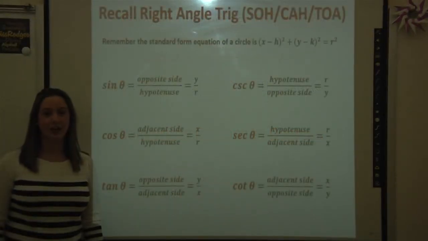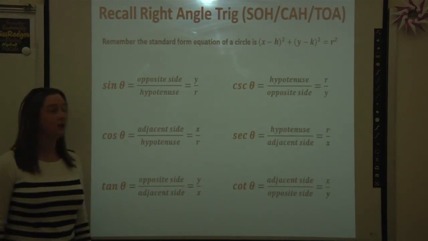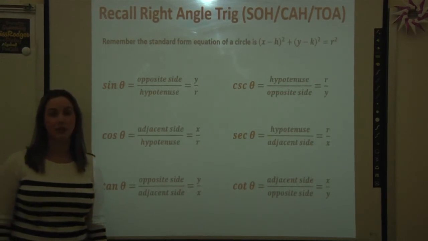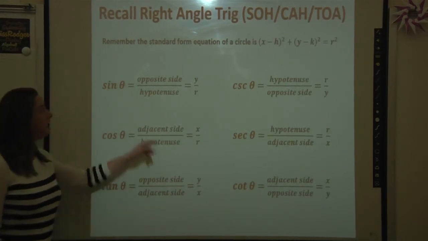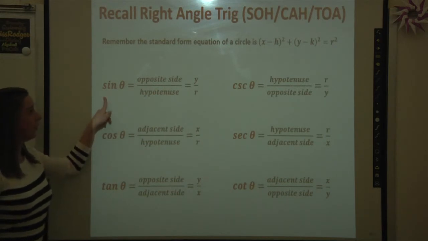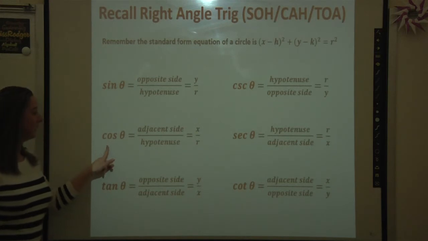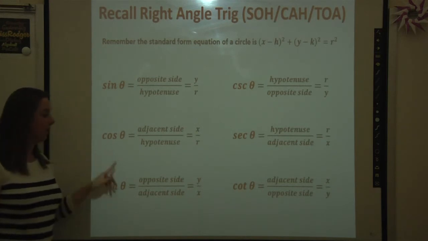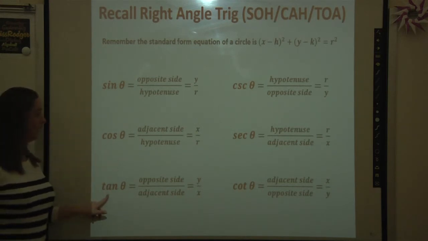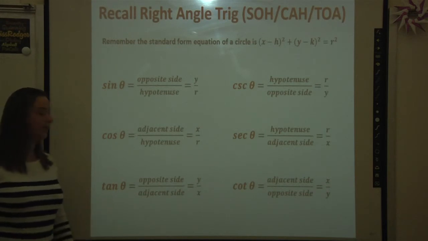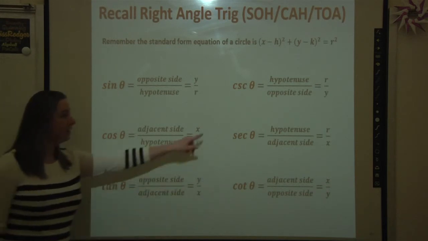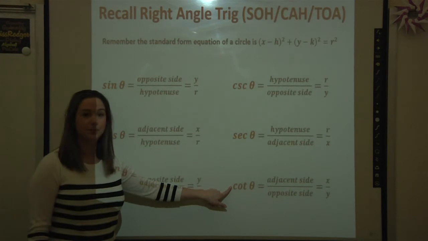Recall right-angle trigonometry from geometry, SOHCAHTOA. This is an acronym we use in geometry to help us. The SOH stands for sine, opposite over hypotenuse. The CAH stands for cosine, adjacent over hypotenuse. And the TOA stands for tangent, opposite over adjacent. These are our reciprocal functions.